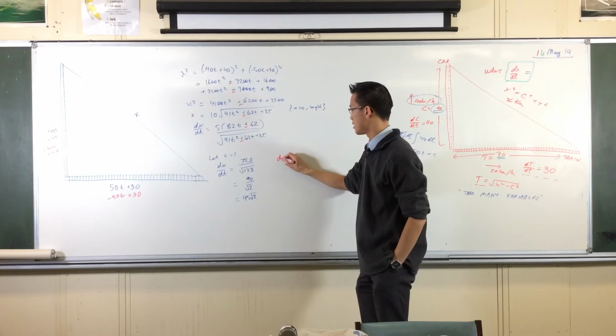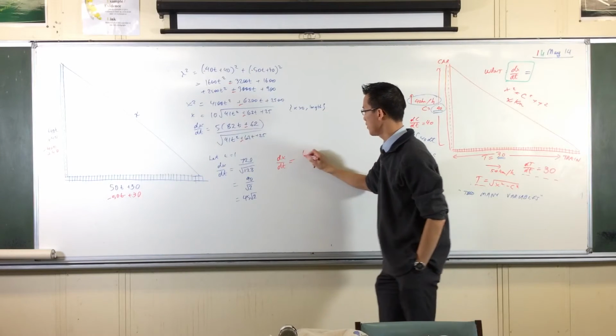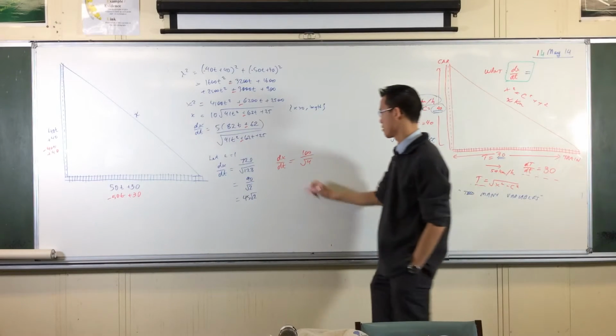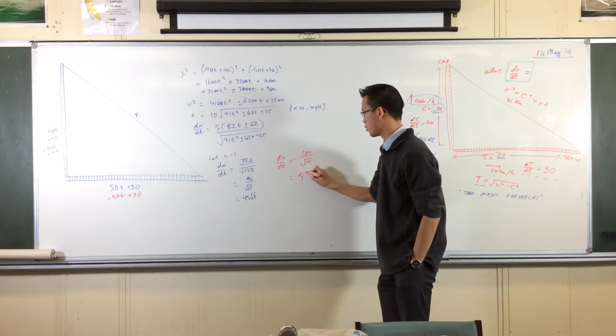You will get dx on dt. I believe it's 100 on the square root of 4. I think. Just check out the numbers. Which of course is 2, that gives you 50. Ta-da!